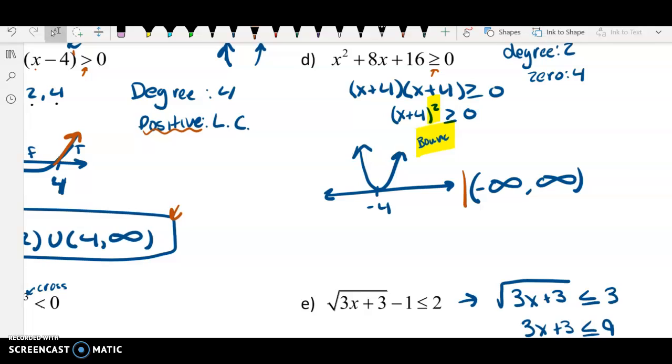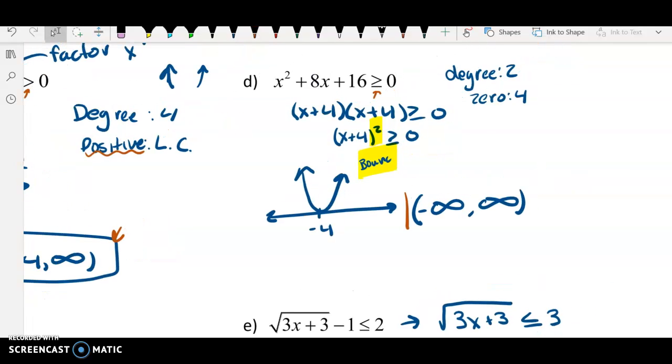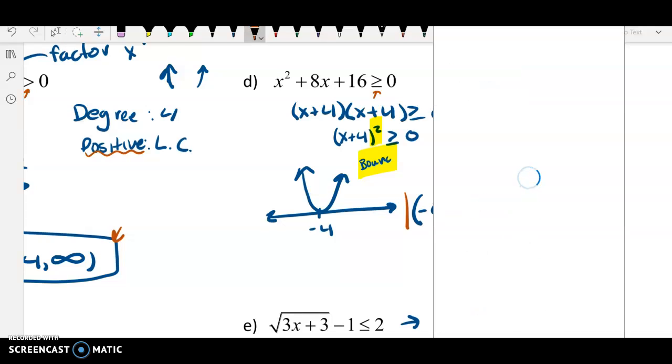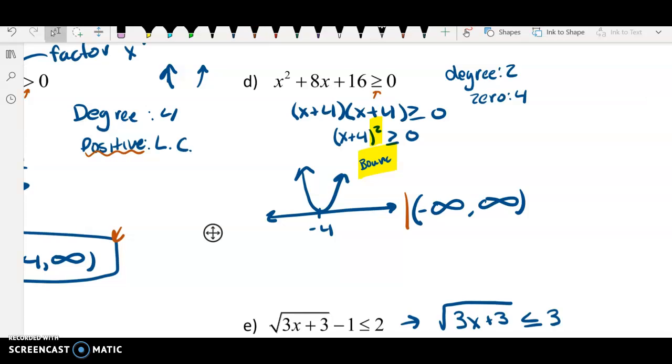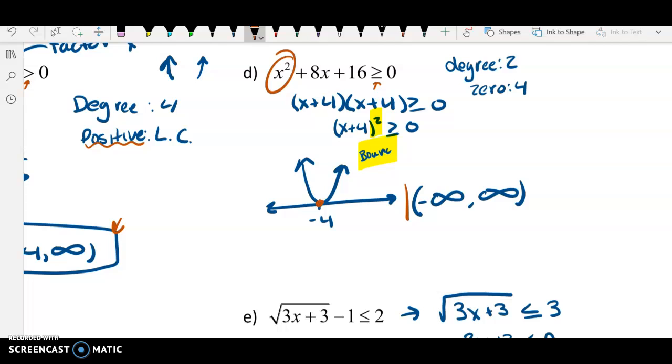All right, D is pretty much the same exact thing. This one here, you just had to factor it. You go ahead and get x plus 4 to the power of 2. When it's even, that is when you have a bounce. And yes, this is a quadratic, so of course it would be looking like this. So that's when you have that bounce, is when it's even. Odd is when it crosses. And then here, this is equal to, so you know that you're going to be including that -4. So your final answer is negative infinity to positive infinity.